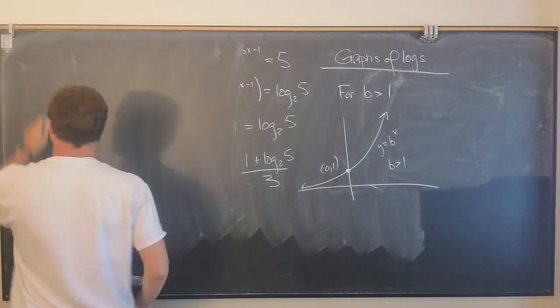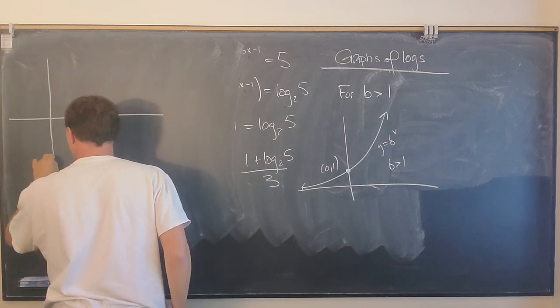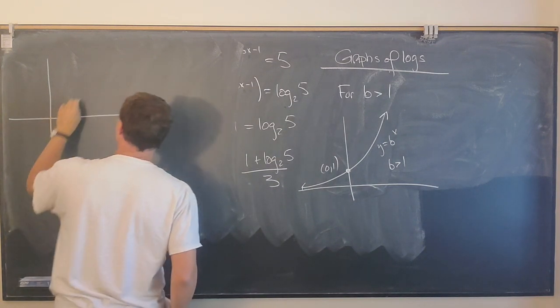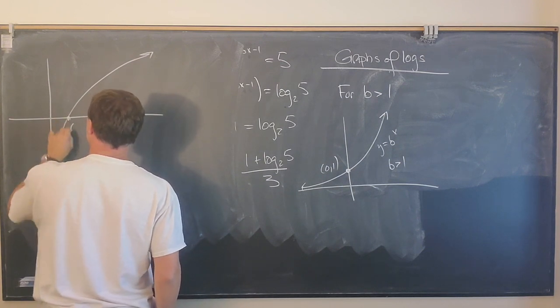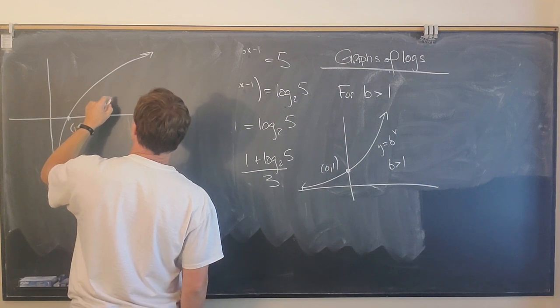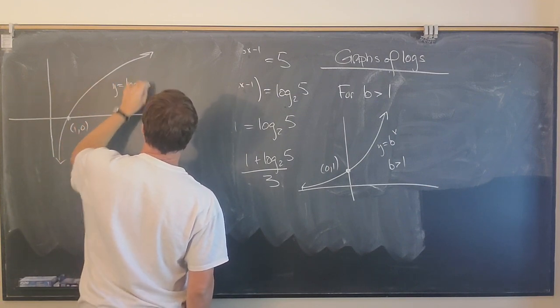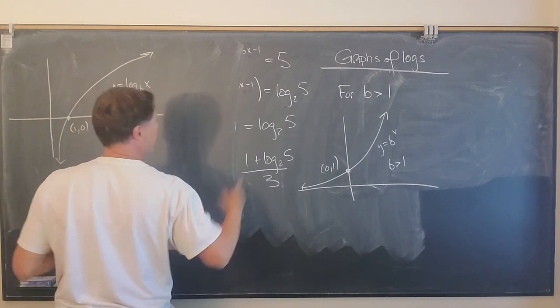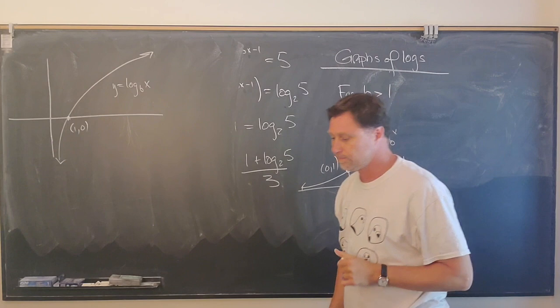And so the corresponding graph, when reflected about the line y equals x, now it's going to pass through the point (1, 0), and so this is the graph y equals log base b of x, for the case b greater than 1. And this is the one that we're going to be concerned with.